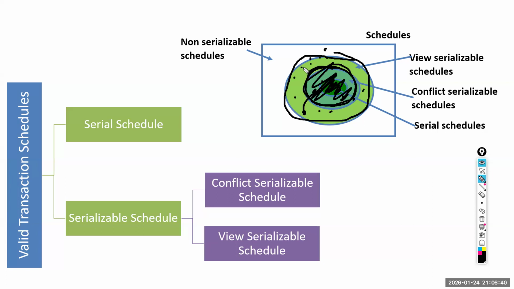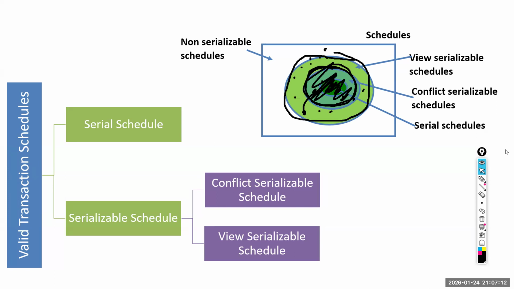I think sometimes every other year the examiner asks this, even when this is in semester 6. If a schedule is serial, it is automatically conflict serializable and view serializable. If a schedule is conflict serializable, it is automatically view serializable. But there can be schedules which are not conflict serializable, but are view equivalent to a conflict serializable schedule. So then that schedule is also view serializable.